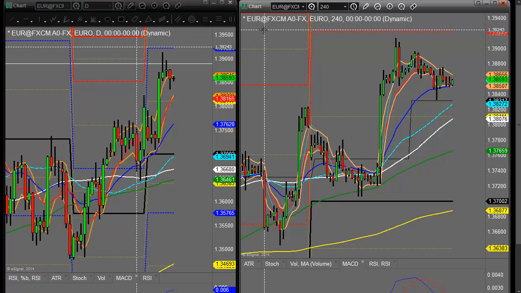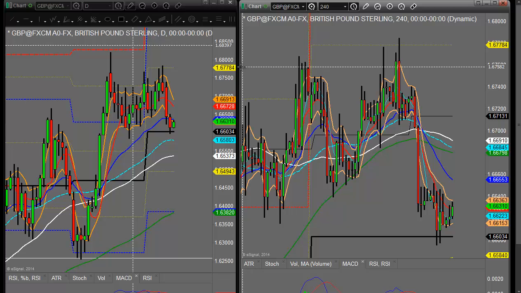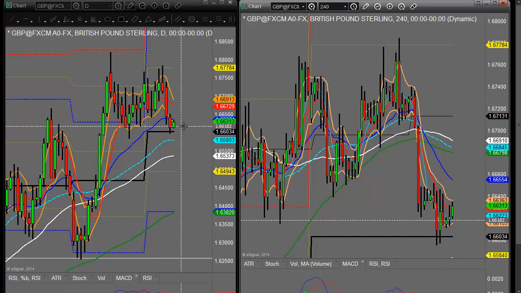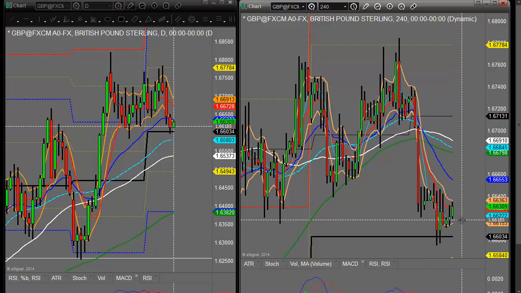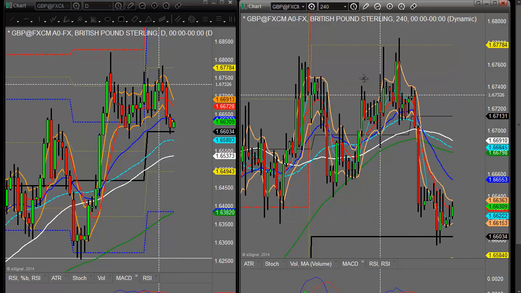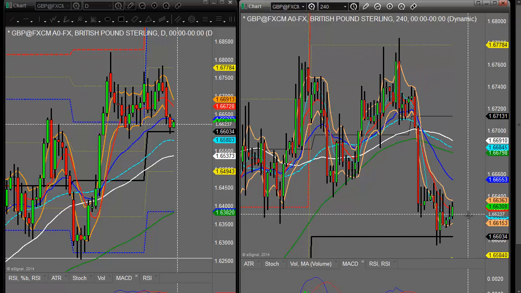Okay, looking at the pound dollar then. And yesterday we managed to run into the monthly pivot. We've had a bounce off that area again. It may have been a completion of a move. Had a 5-wave move here, a 5-wave corrective move.